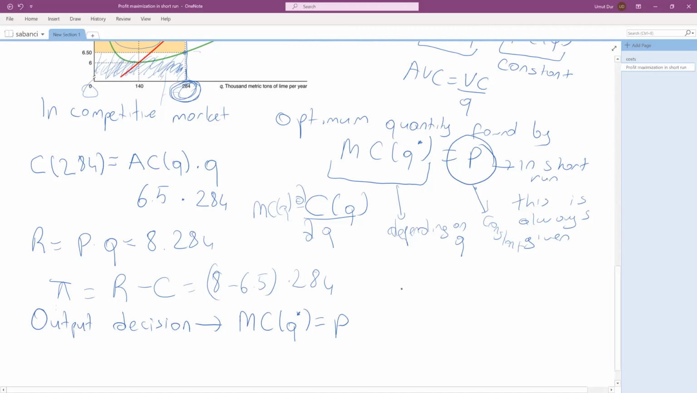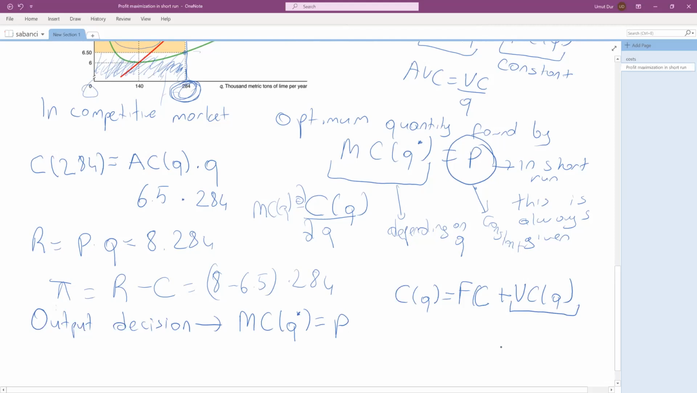So let's think about the cost function, and about this marginal cost. Our cost function is composed of two parts. Our cost function is fixed cost plus variable cost. In the short run, only variable cost depends on quantity.